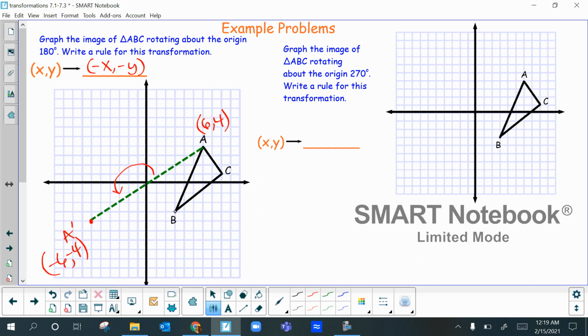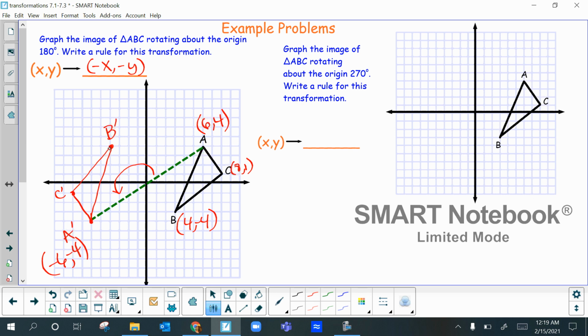B is at 4, negative 4. So we need to change that sign to negative 4, positive 4. 1, 2, 3, 4, 1, 2, 3, 4. So that's where B prime is going to be. And you can clearly see that's a flat line, which is 180-degree rotation. C is at 8, comma 1. So that means it's going to be at negative 8, negative 1. So there's C prime. And so here is the new triangle being rotated 180 degrees. All right, let's try one more rotation.